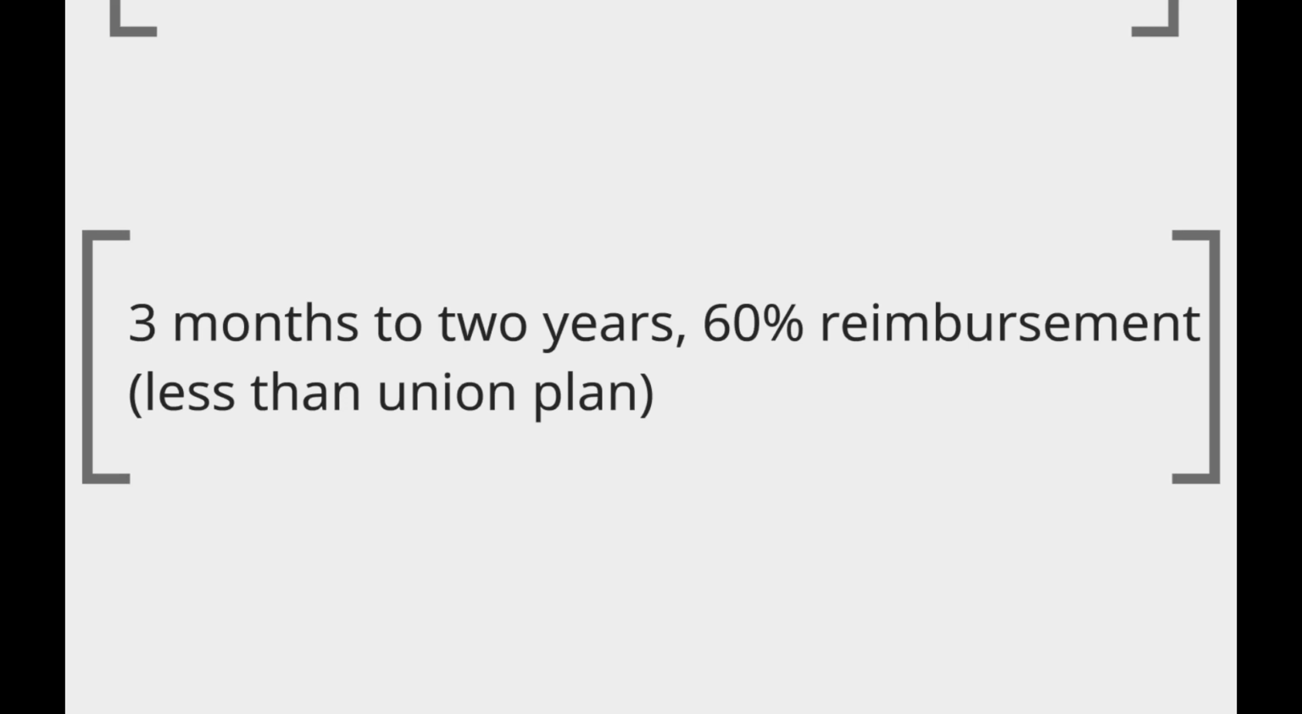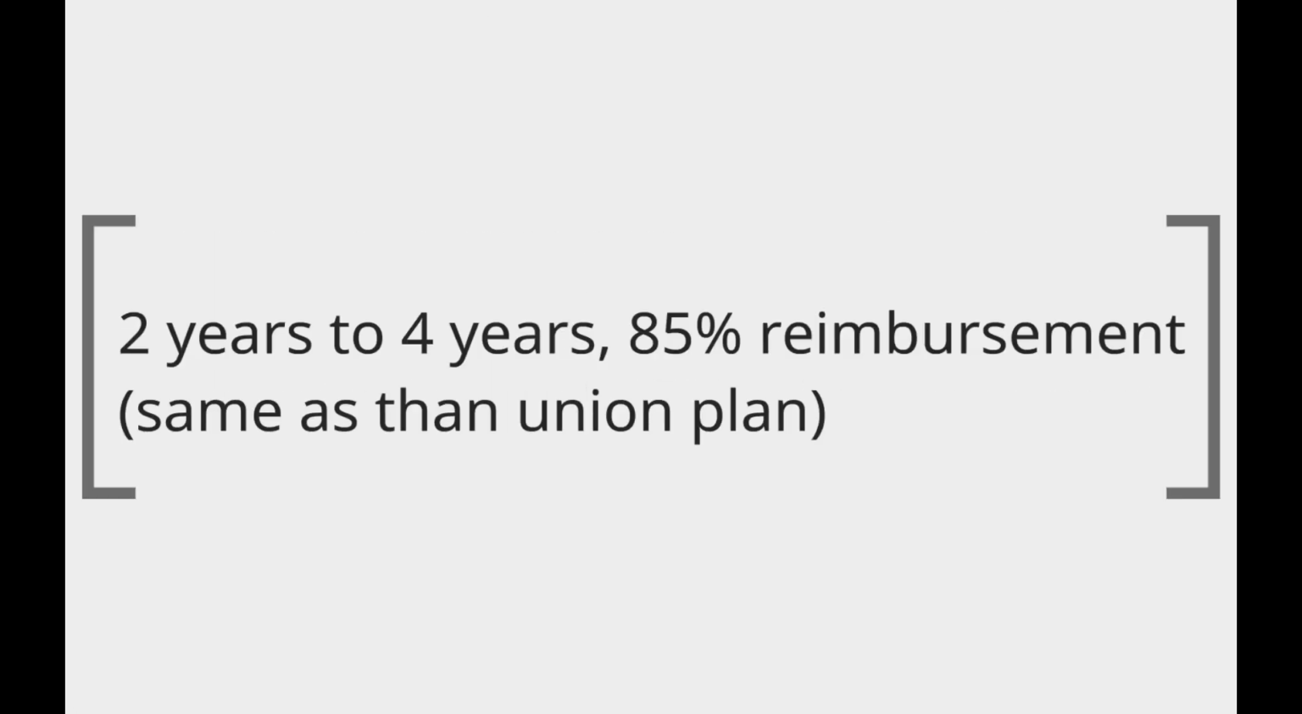It's about us. So less than 3 months of service to 2 years of service, they got the exact same benefit plan as the union plan, but they got 60% reimbursement. And for people that have been there 2 years to 4 years of service, we gave them 85% reimbursement, which was the same as the union plan. So all of a sudden, the majority of the people are in this category. They got 85% reimbursement, same as the union plan, more than what they had before with the company.